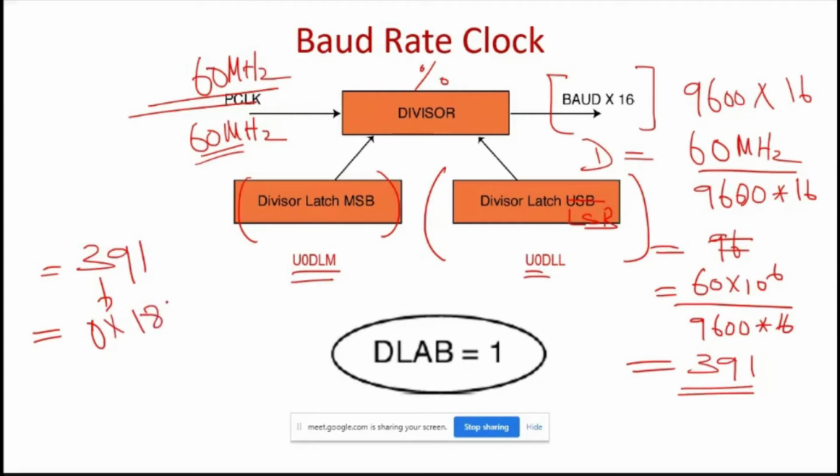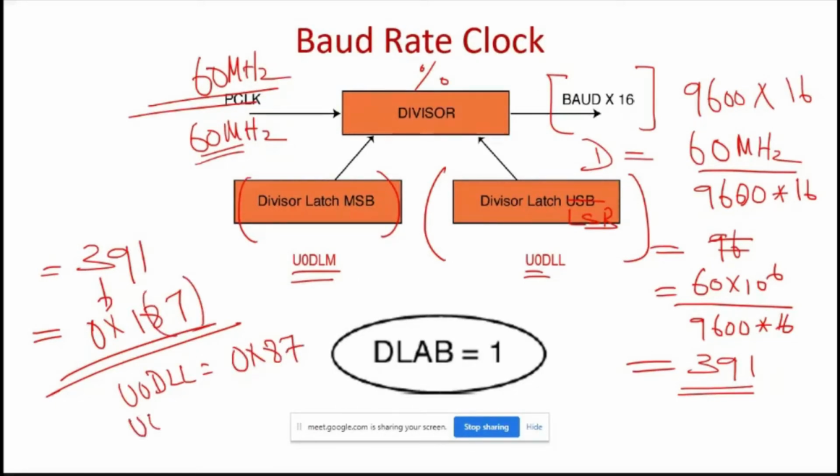Hexadecimal 187. So the lower two nibbles are your DLL. So UART0 DLL is equal to hexadecimal 87. UART0 divisor latch MSB is equal to hexadecimal 01. So this is what I have to do for getting a baud rate of 9600. Very simple. For accessing these, you have to make your DLAB bit equal to 1.